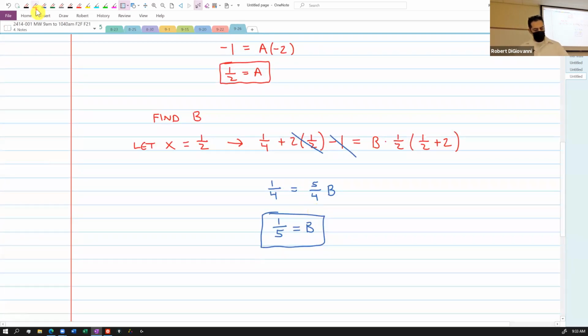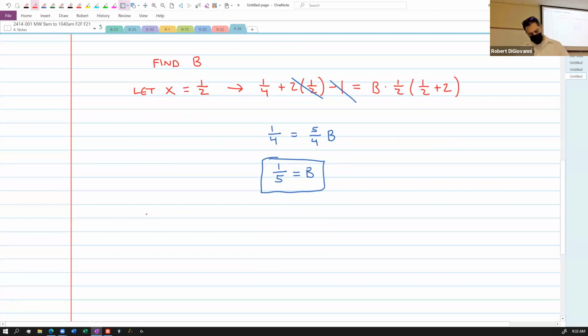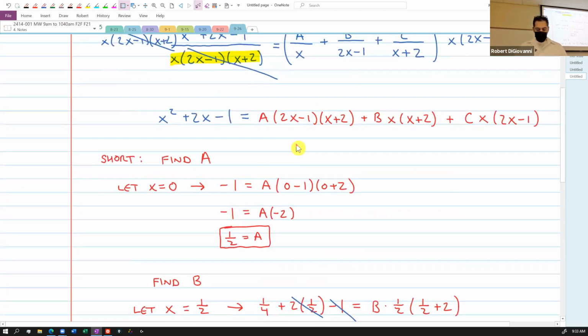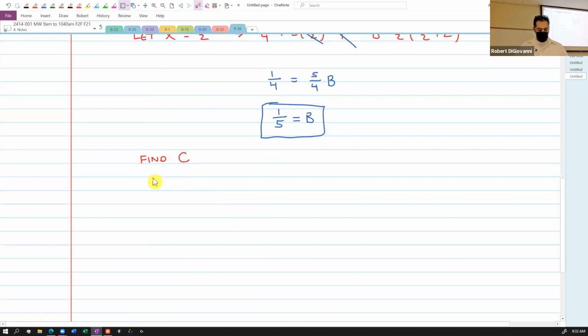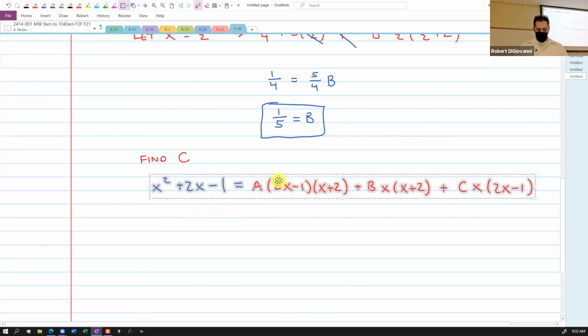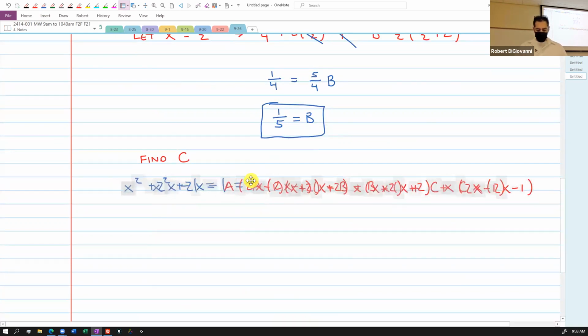Okay, let's find C. To find C, this is a short way. Let me grab this and bring it down here. What are we going to have to let x be to find C? -2. So we're going to let x be -2.